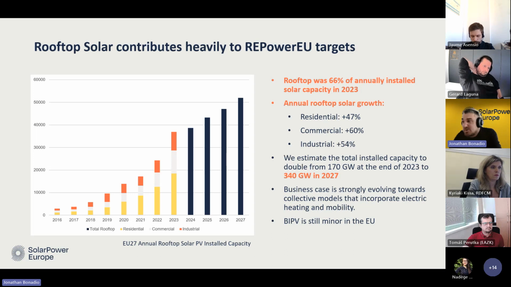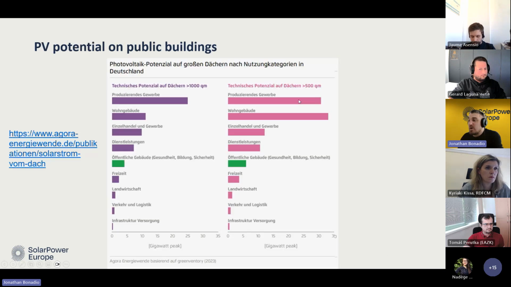And what we estimate is that we can basically double the total installed capacity from 170 gigawatt at the end of 2023 to 340 in 2027. This is also helped by new business cases with a collective model, collective self-consumption, collective energy sharing. And also to note that BIPV, so building integrated photovoltaics, is currently a niche market still in Europe, but potentially can grow in the future. So Bona, if you have to keep only one figure in mind from this slide, 66% rooftop solar of total installation. And when it comes to public buildings, there is a potential for public buildings.